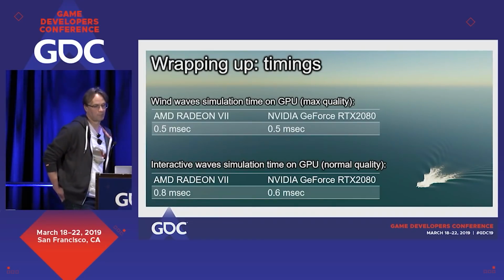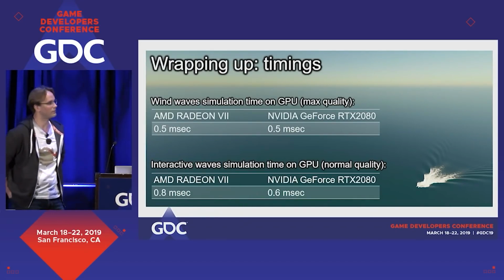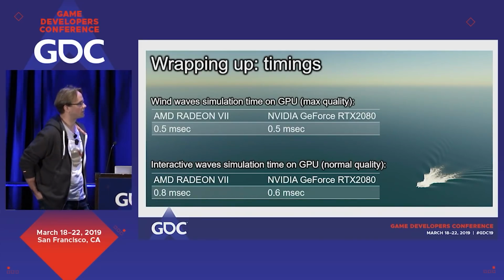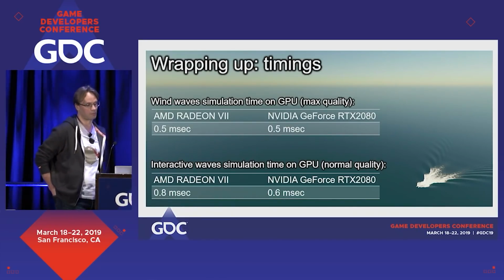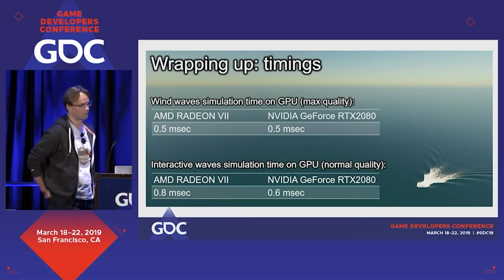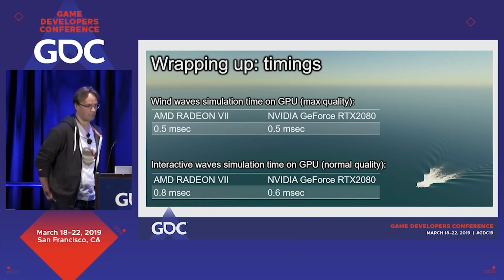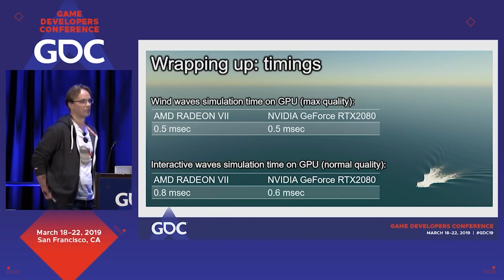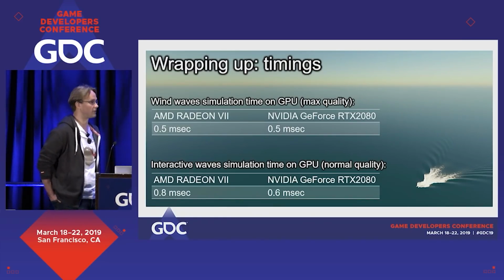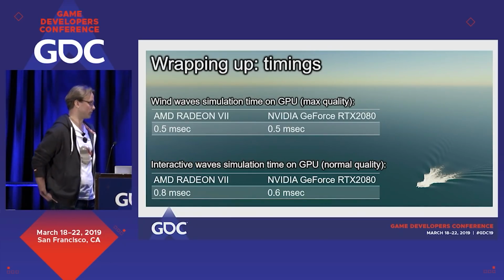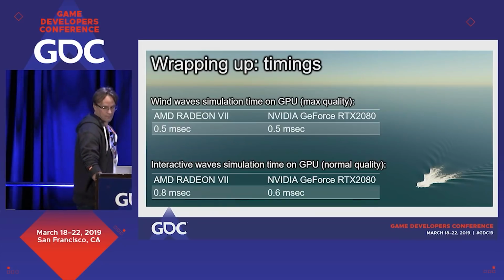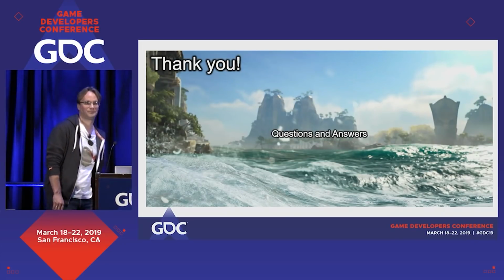Okay, so time to wrap up. The simulation, while sounding scary and too expensive, is not expensive at all. The wind wave simulation and local waves, or interactive wave simulation, combined together barely take more than a millisecond on contemporary GPUs. And if it's too much for lower-end GPUs, we can always scale down the sizes of those FFTs, lacking some details, but still running the full-blown simulation. That's it. Thank you.